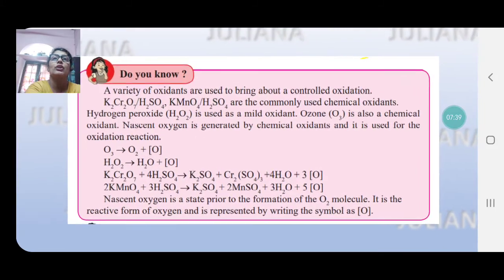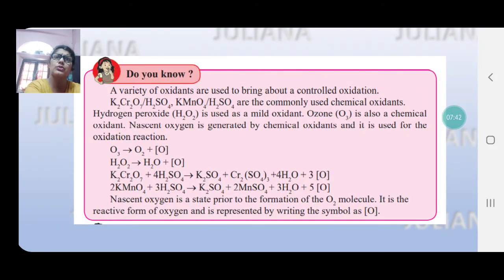Now a variety of oxidants are available and they are used to bring about various chemical reactions, especially oxidation reactions, because these are oxidants. For example, acidified potassium dichromate and acidified potassium permanganate, KMnO4, are commonly used as chemical oxidants. Also, hydrogen peroxide, H2O2, is used as a mild oxidant in many reactions. Ozone is also a chemical oxidant because it is O3, so it can break down to give you O2 plus nascent oxygen. So it can act as an oxidizing agent. Nascent oxygen is generally a chemical oxidant.